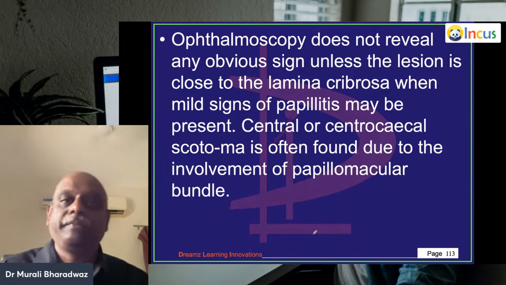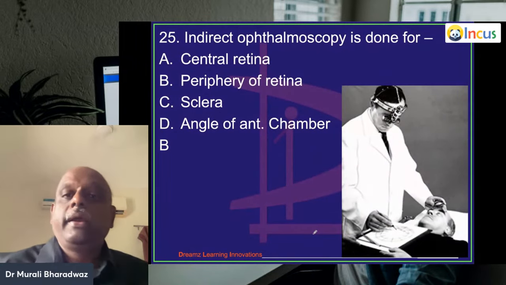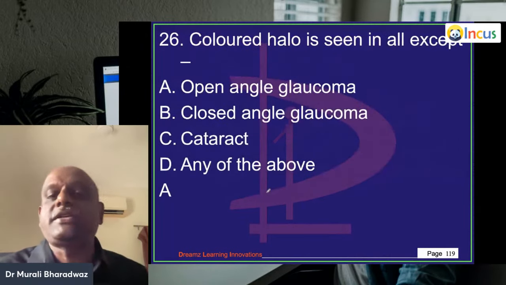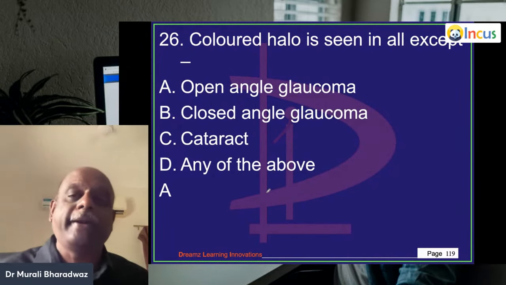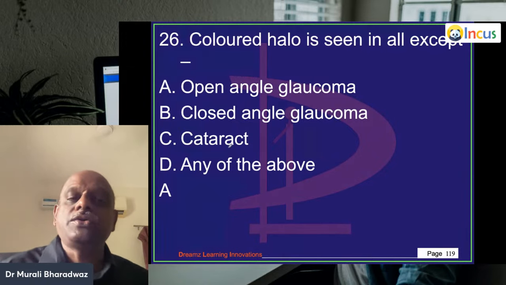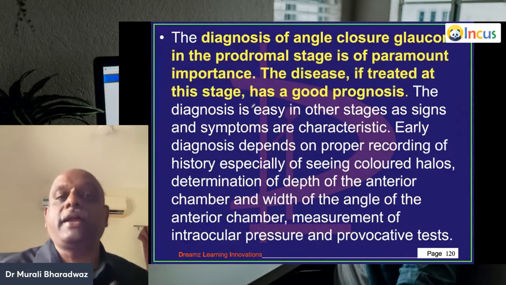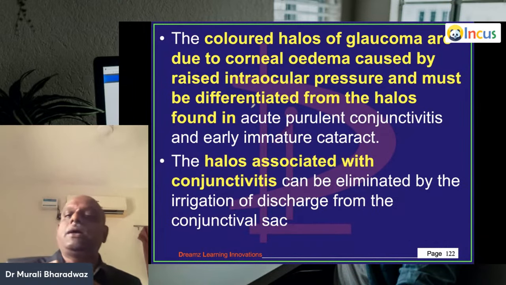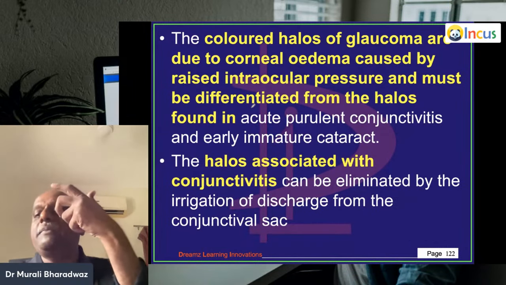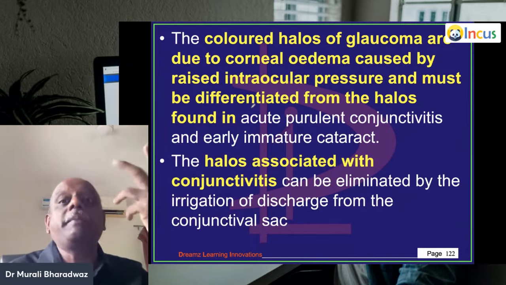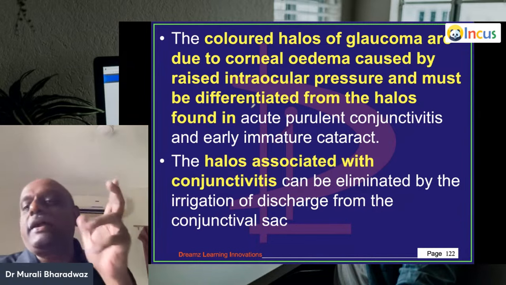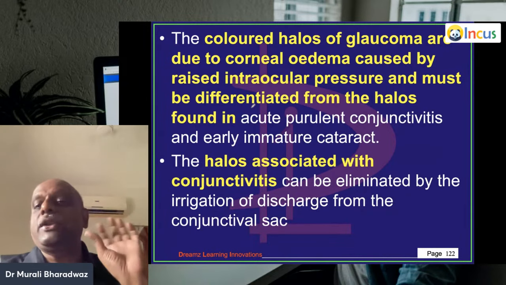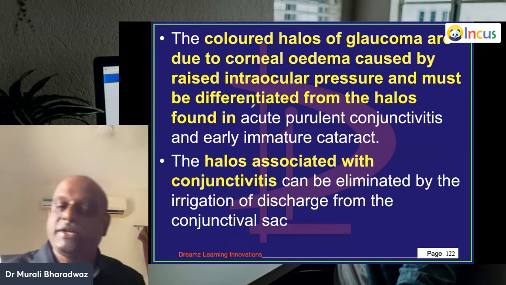Now, indirect ophthalmoscopy is done for the periphery of the retina. So direct versus indirect ophthalmoscopy, that list you have to prepare. Colored halos are a feature of both cataract and closed angle glaucoma. So how do you differentiate? Colored halos of cataract are broken in Fincham's test, whereas colored halos of glaucoma cannot be broken.